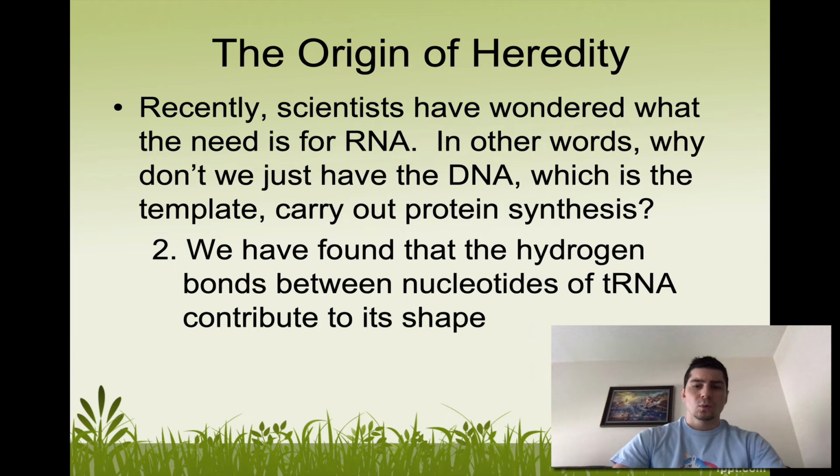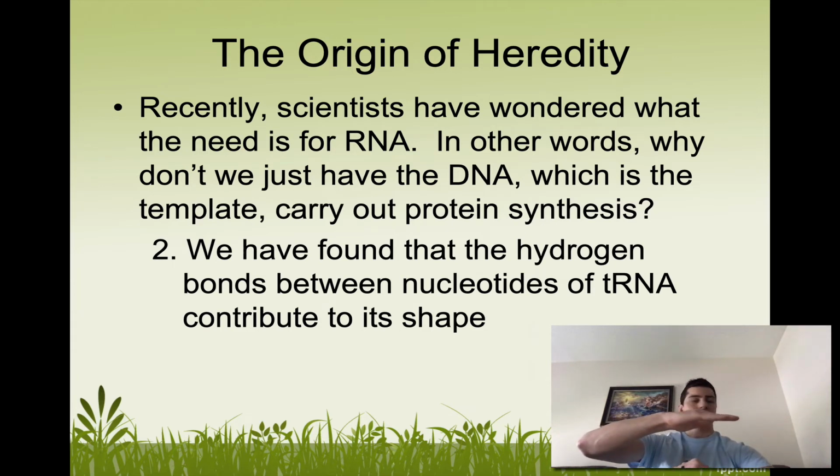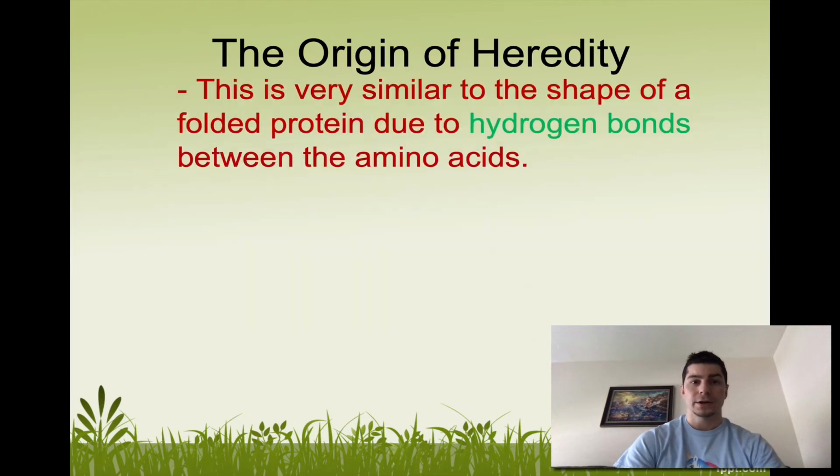So recently we've wondered, why do we need this RNA? Instead of going DNA to RNA to a protein, why can't we eliminate the middleman, eliminate the RNA, and go from DNA right to a protein? Well, they found that as a protein is formed, we have a long string, and after this long string of protein forms, it folds into one another.